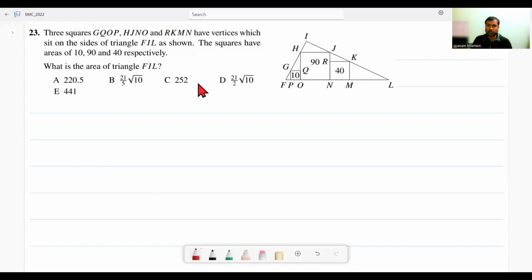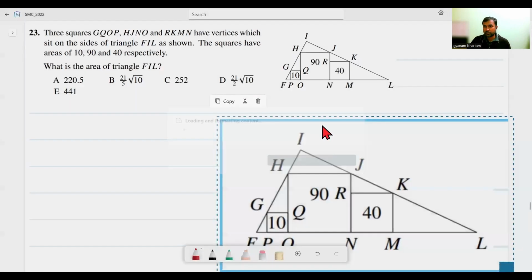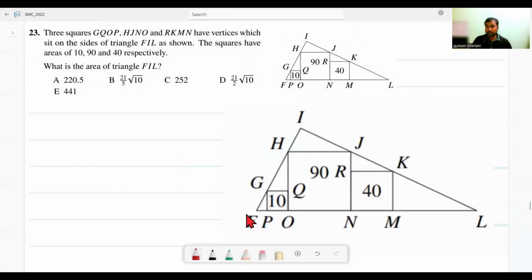In question number 23, we have this rectangle, right? Let me copy this rectangle. So we have this rectangle, area is given, and we have to find the area of the complete triangle. We'll use the similar triangle property.